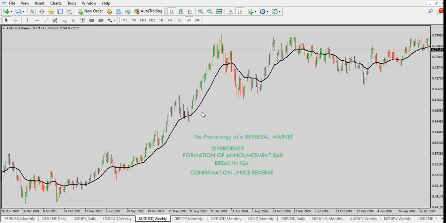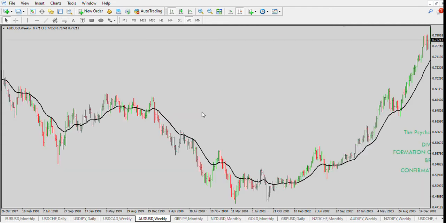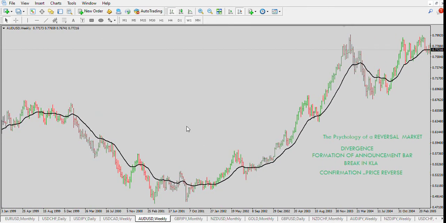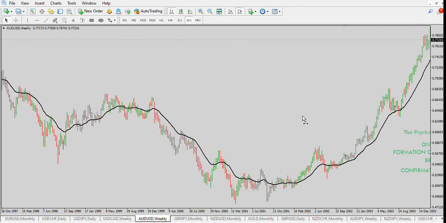The psychology of a reversal market. We all know what a reversal market is. A reversal market is a change in the total direction, the total trend of a market. So what we'll be doing today is, this is a gold chart, XAU/USD weekly chart. We'll be going from the top, from the end, to the bottom, and we start picking every area of reversal and see if our reversal psychology, our reversal signs, happen.